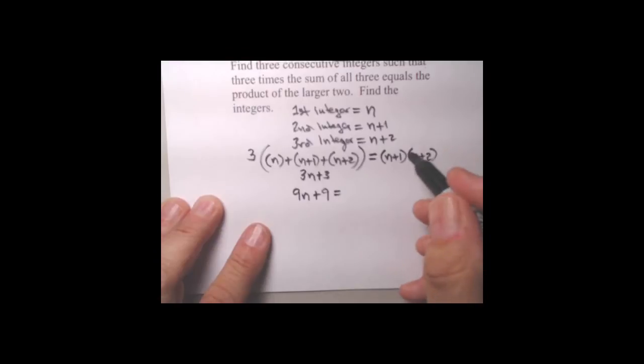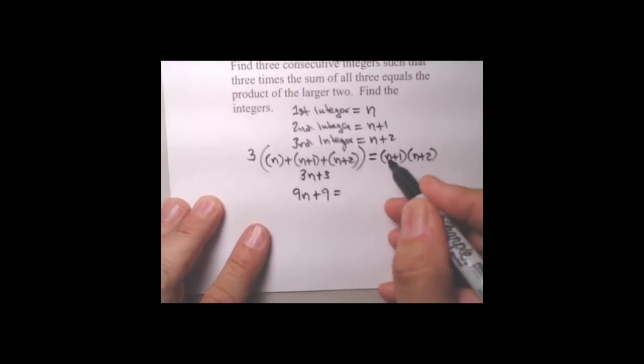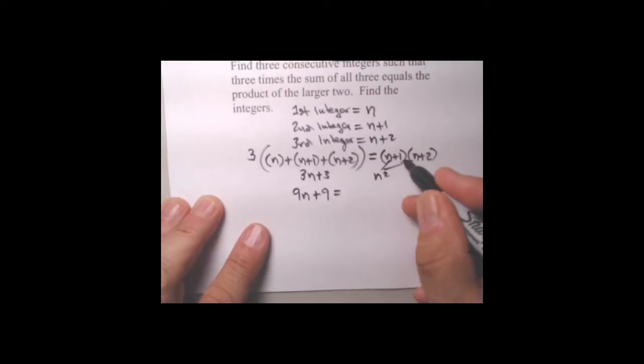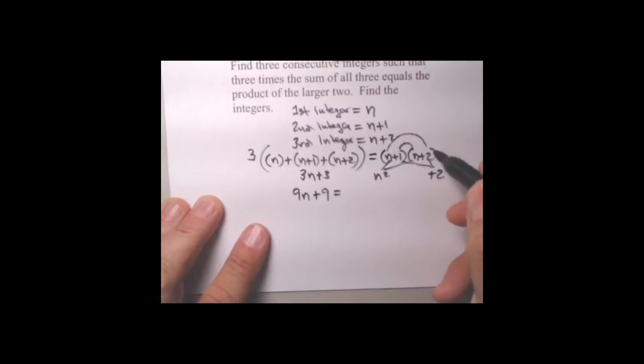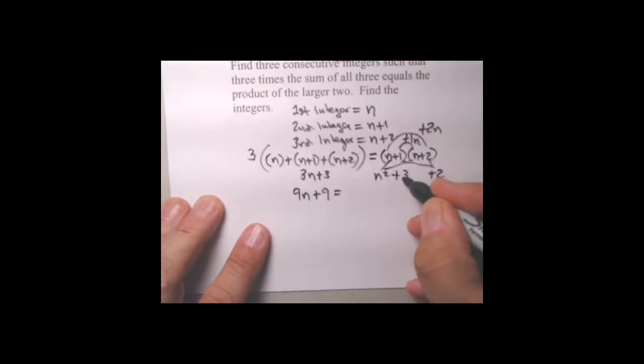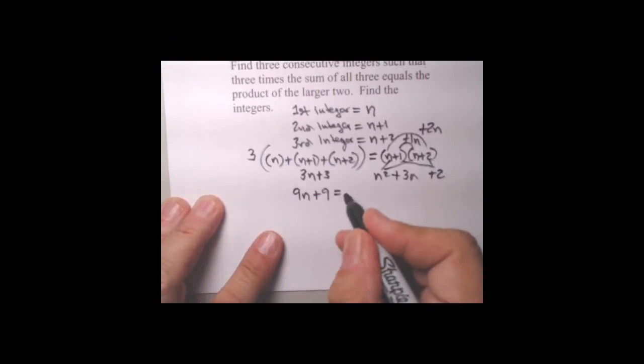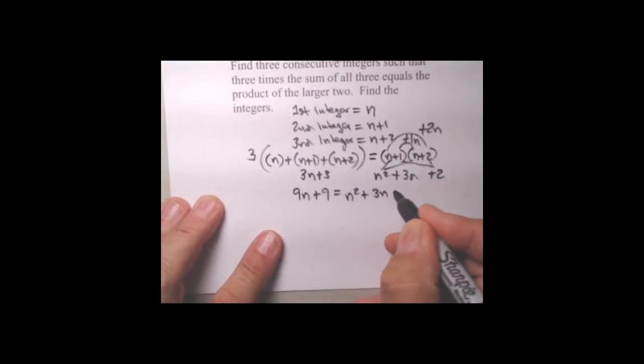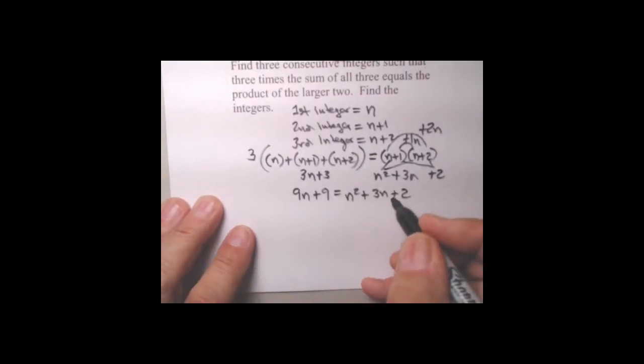Now over here, we're going to FOIL this guy. Multiply the two firsts together, I get n squared. Multiply the two lasts together, I get plus 2. Do the two rainbows to get the O and the I of FOIL. The big rainbow is plus 2n, the little rainbow is plus 1n. Well, this is plus 3n. So here we go, we've got n squared plus 3n plus 2 on the right side.